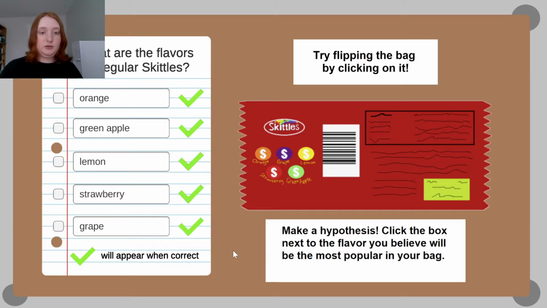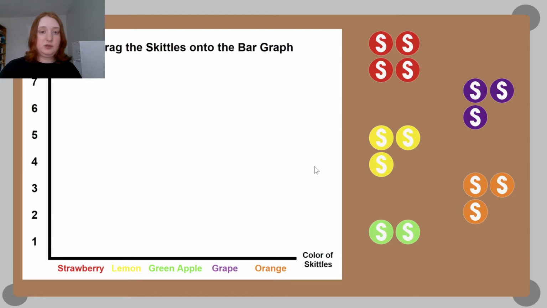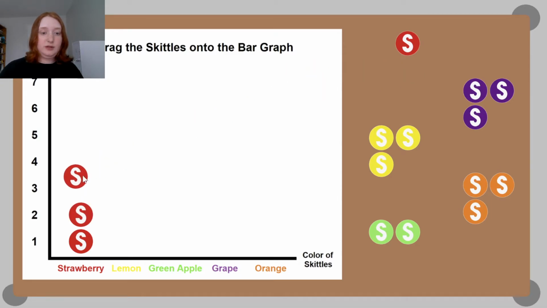So once you've put in all the flavors, you're asked to make a hypothesis by clicking on the box next to the flavor you think will be most popular, and then you can continue on to the bar graph. So kids are then able to drag each color Skittle onto their respective line, and it gives a very good visual representation of how many of each Skittle they have.